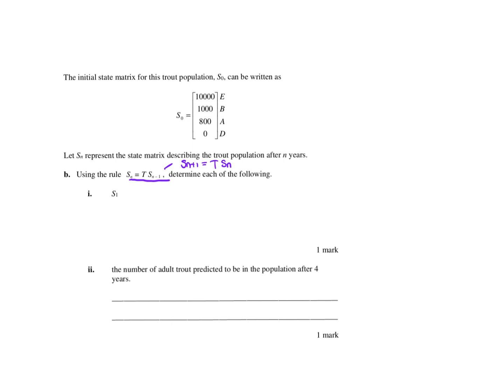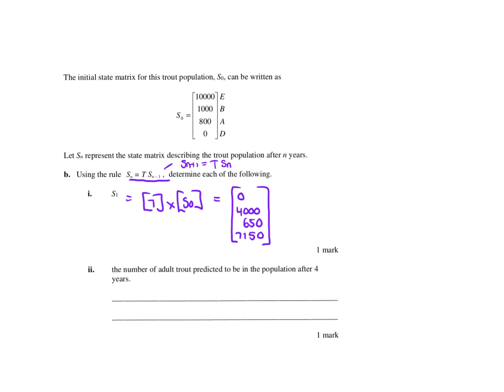So if we want to find S1, we're just going to do the transition times the one before, and when you do that, you end up with 4,650 and 7,150.